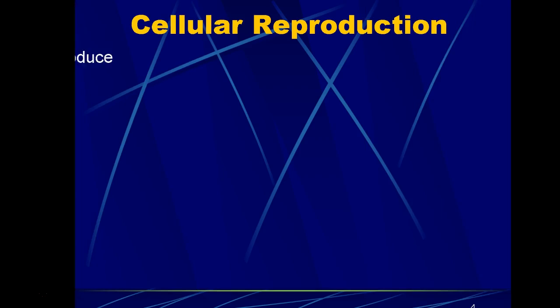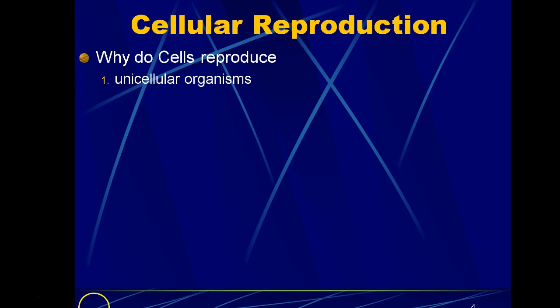All right, so let's talk about why cells reproduce. If we're talking about a unicellular organism, we know that that unicellular organism is going to reproduce in order to create the next generation. There's only one cell, so we know that that's why it's doing it. But a multicellular organism is going to make copies of its cells, and we're not talking about sex cells, we're talking about the body cells.